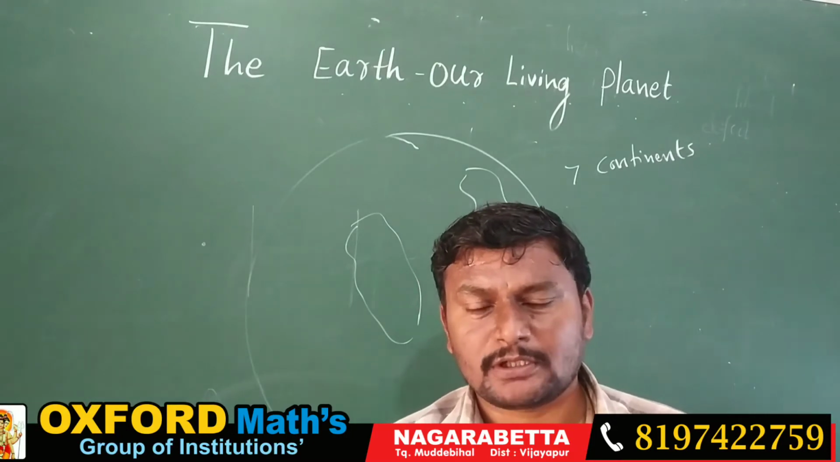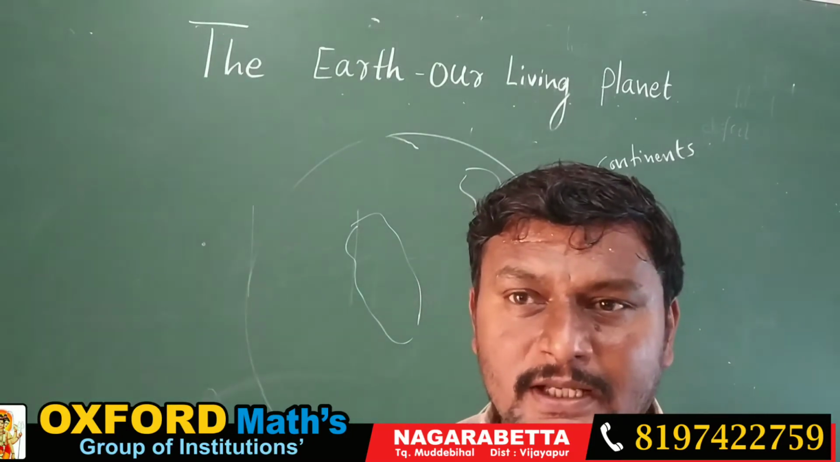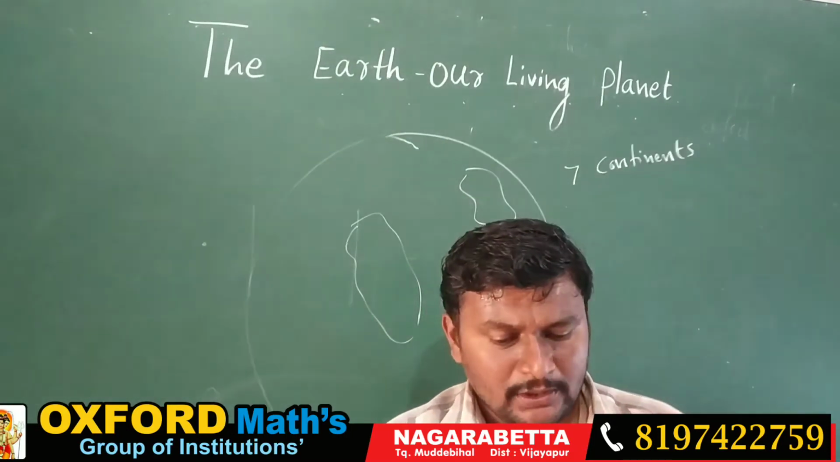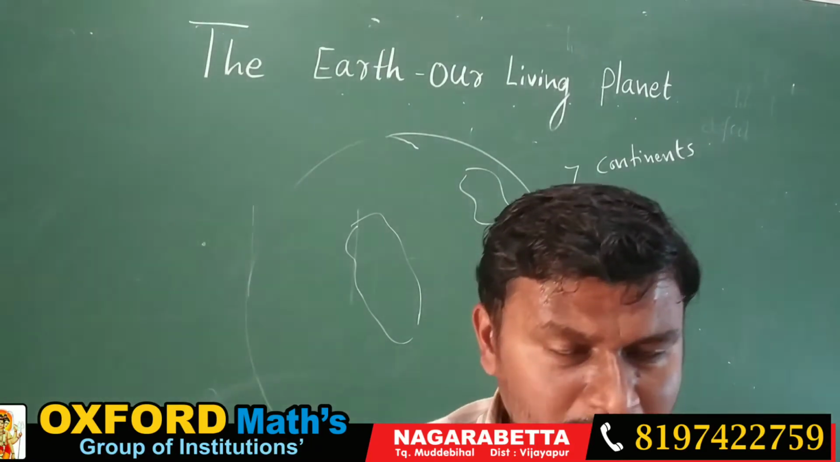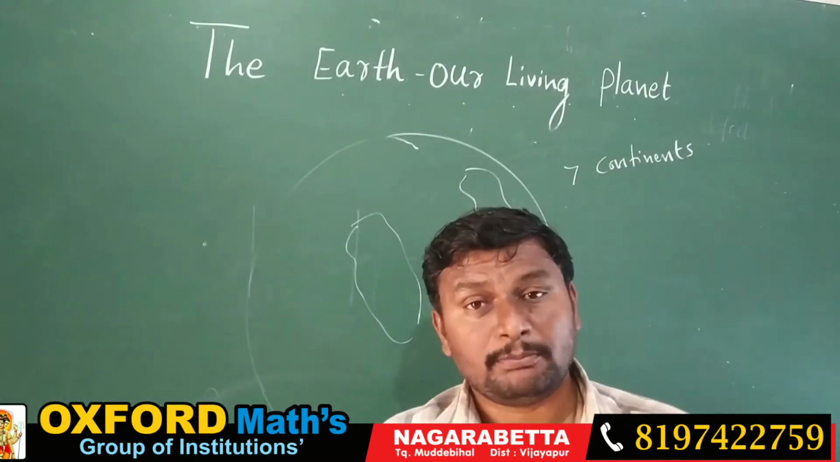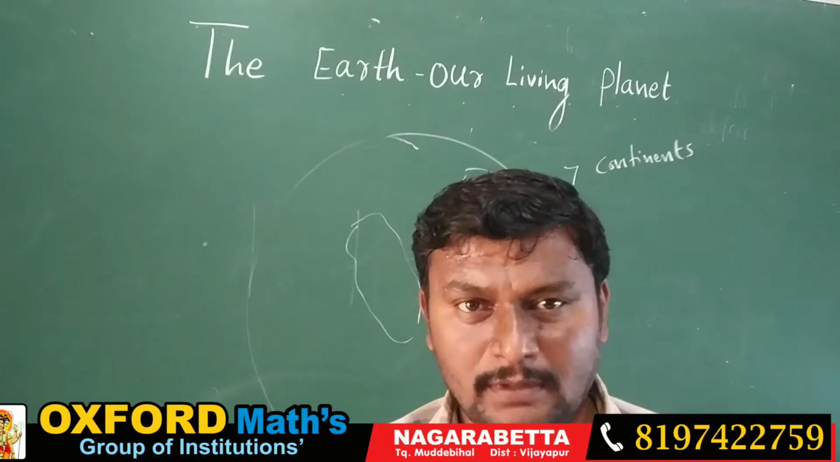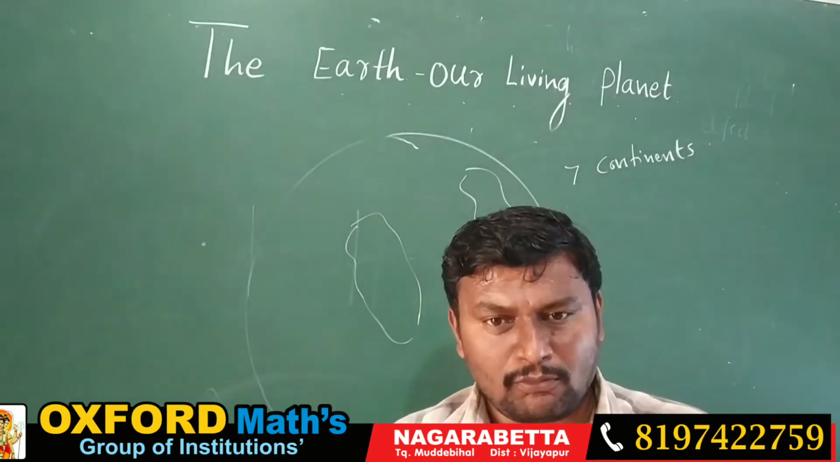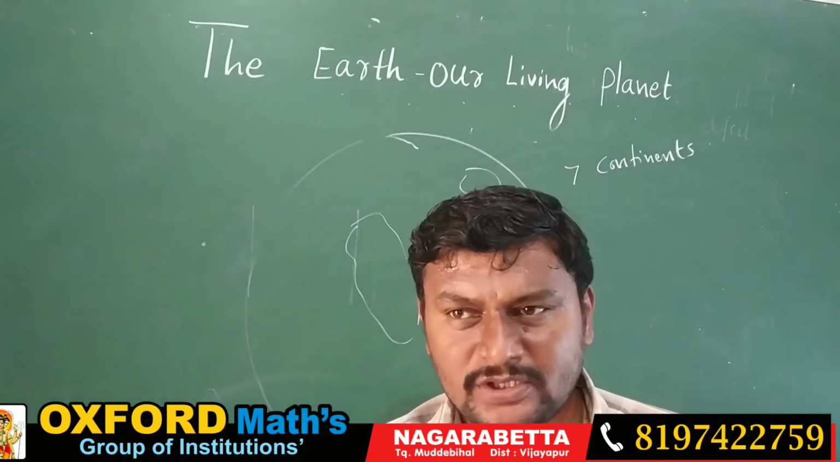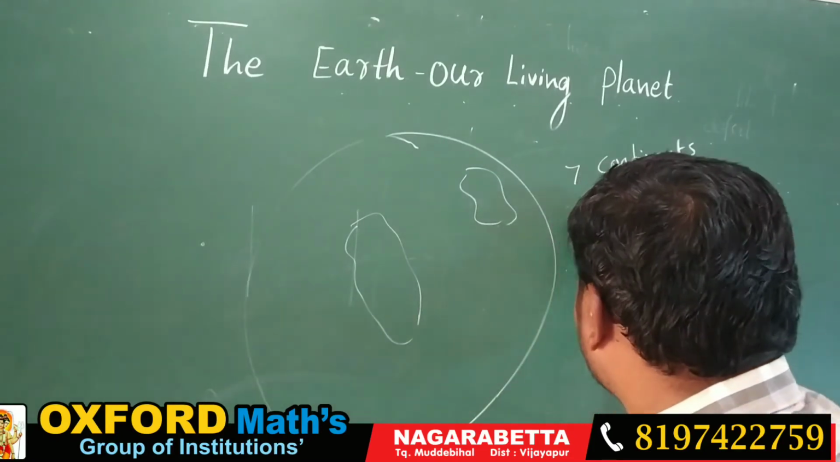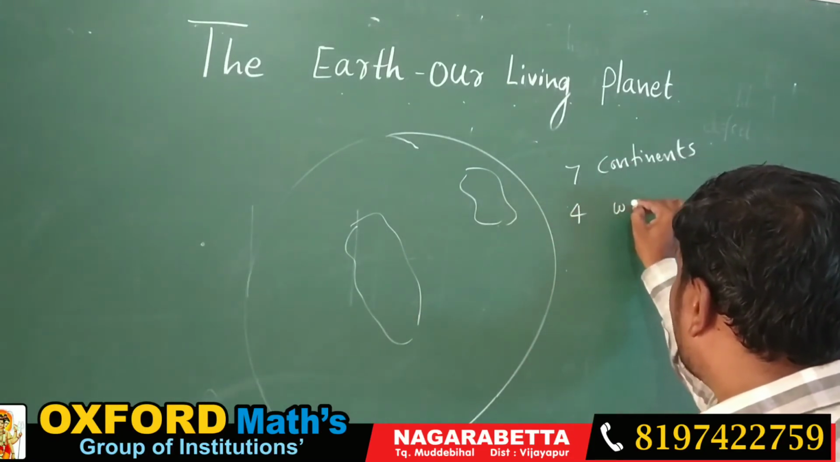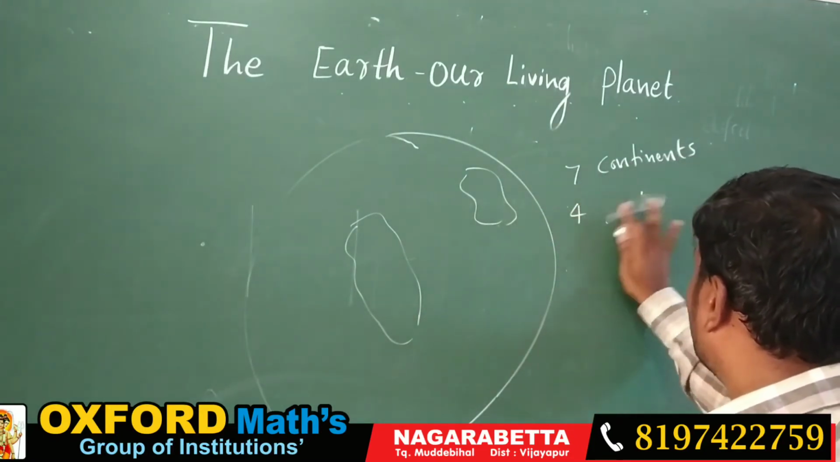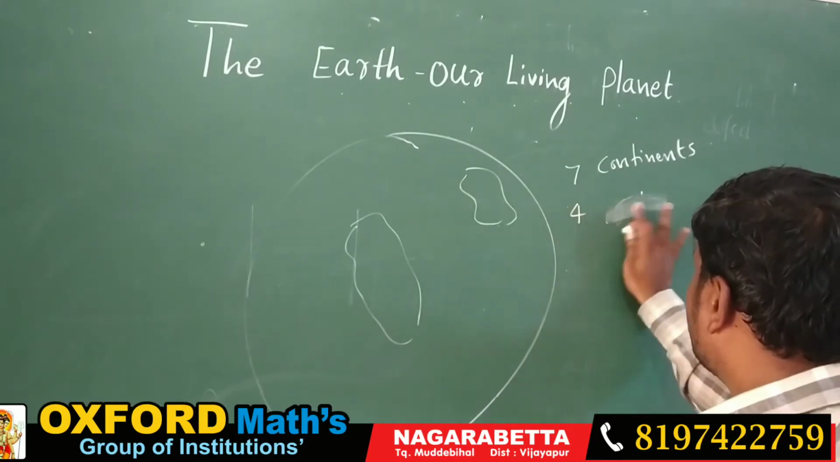I told you it is covered by a large amount of water bodies. So there are 4 important oceans. Which are those oceans? The biggest water mass, the biggest water body, is called an ocean. So which are those 4 important oceans?